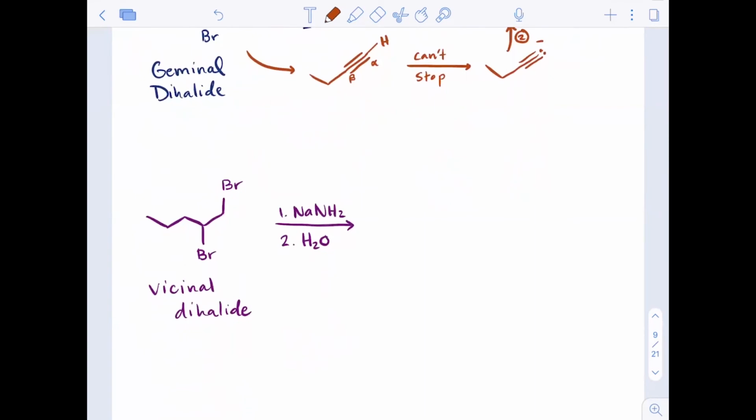A vicinal dihalide can be used as well, where we have 1 halogen on alpha, 1 halogen on beta. We also have a hydrogen each on alpha and beta. Again, this would make the terminal alkyne that we would then want to have that water workup for. So we can see H2O is used. We'll practice in class utilizing these preparation techniques of alkynes.